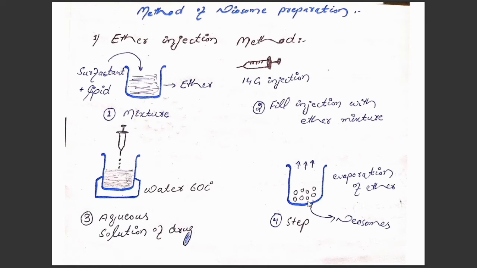After this, in the fourth step we will evaporate the ether, and we will get the Niosomes. So in the ether injection method, first we will prepare a mixture of the surfactant, lipid and ether. Then this mixture will be filled in the protein gauge injection. Then we will prepare the aqueous solution of the drug and inject that mixture into it. In the fourth step we will evaporate the ether and we will get the Niosomes.